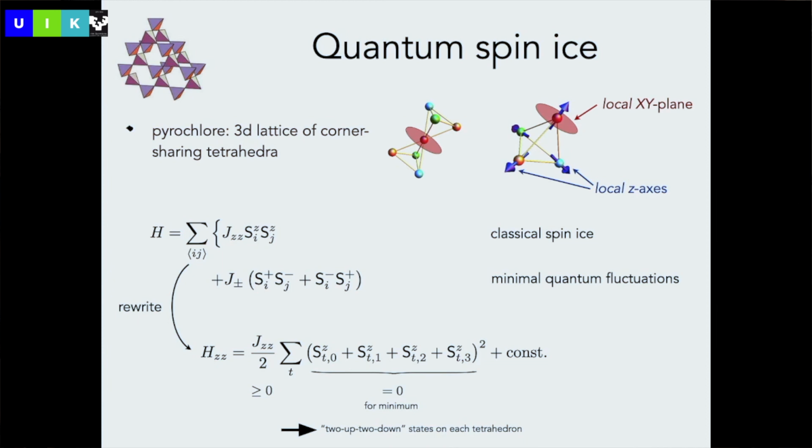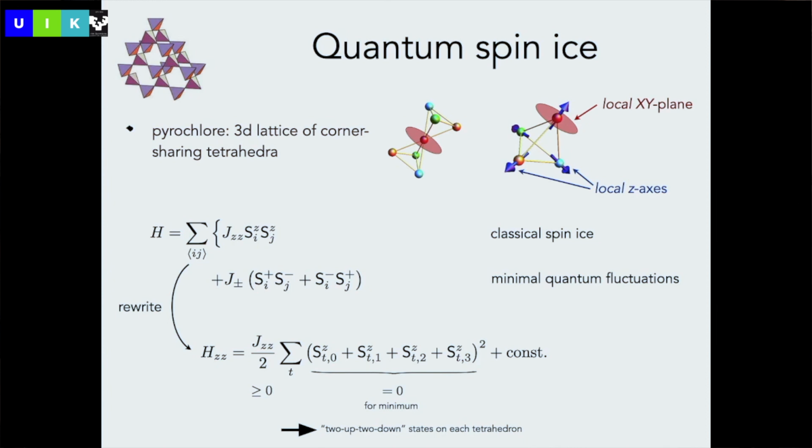This expression is very nice for solving the Hamiltonian, because it is a square and so is positive. You know that in order to get the minimum state, you need this sum to be equal to 0. But each S^z is plus or minus 1/2, which means that in order to make 0 out of plus or minus 1/2, you need to have two spins that are up and two spins that are down. It could be any: it could be 0 and 1 which are up, and 2 and 3 which are down, or 0 and 2 which are up, and 1 and 3 which are down, etc.